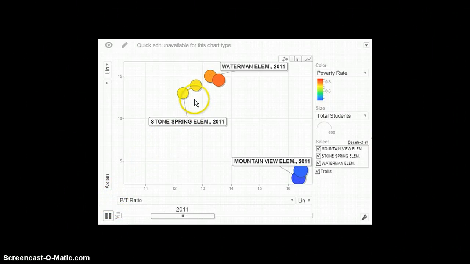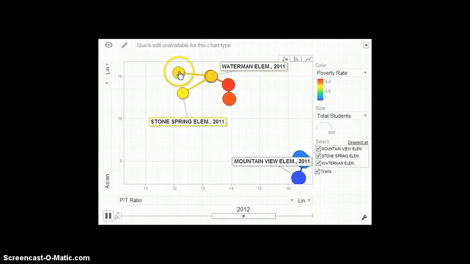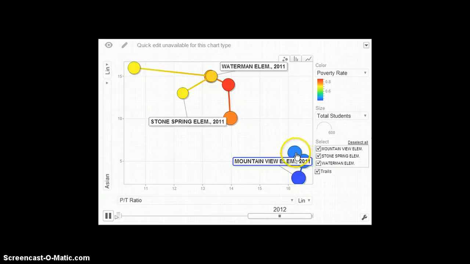So what we can see is that Waterman here is moving down and to the right. It's also getting darker. That means a greater rate of poverty, less Asian. Must be an Asian student graduated or moved away. And over here, on the other hand, Stone Springs has gained an Asian and is now getting a better pupil to teacher ratio. Mountain View is still hanging out in the corner here with a high pupil to teacher ratio and low amount of Asians. And we've completed now, here we're at 2013. Notice since we only had 3 years, there's only 3 data points on each one.